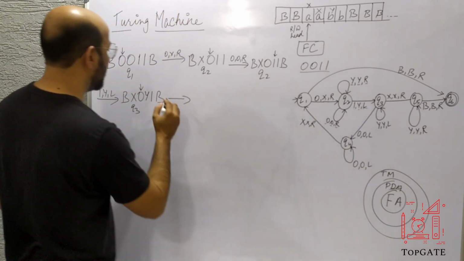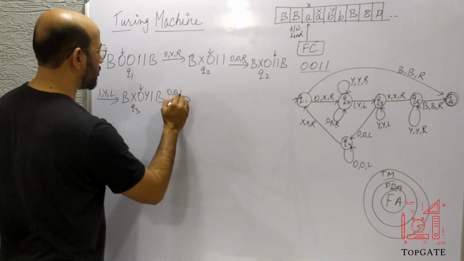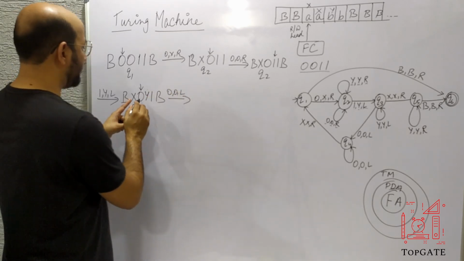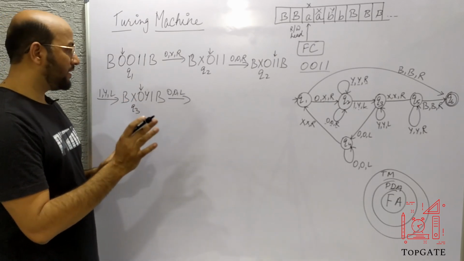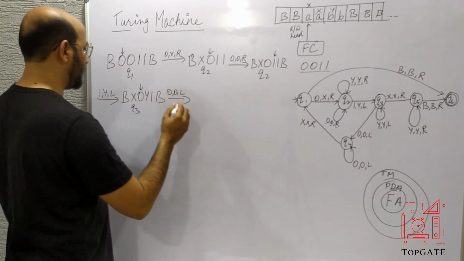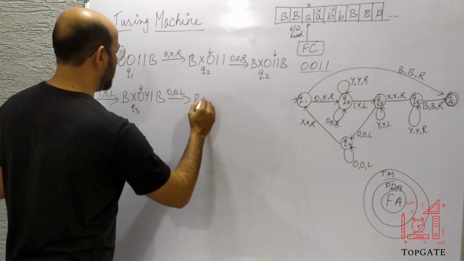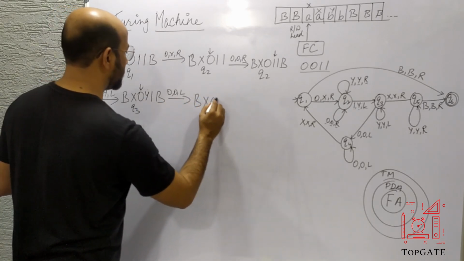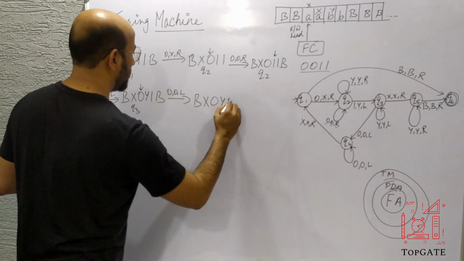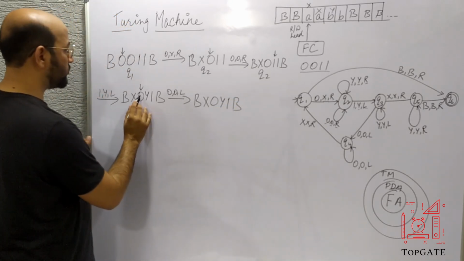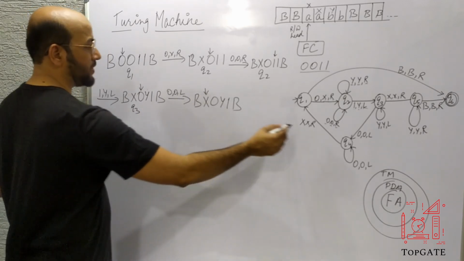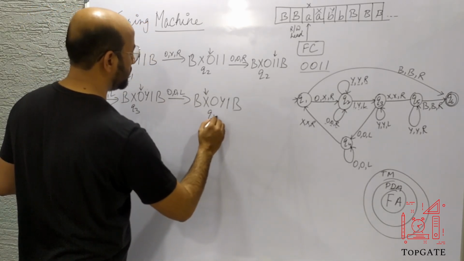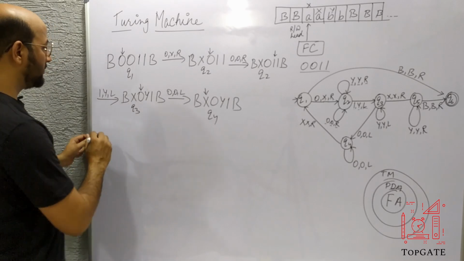Now at Q3 the input is 0, we have this transition 0 comma 0 comma L. Whenever we are at state Q3 and reading 0, we should leave it as 0 only and move to the left side. So I'll write B, X, 0 should be 0 only, Y, 1, B. Earlier it was on 0, now it will come onto the left, onto this X, and the state will be Q4.